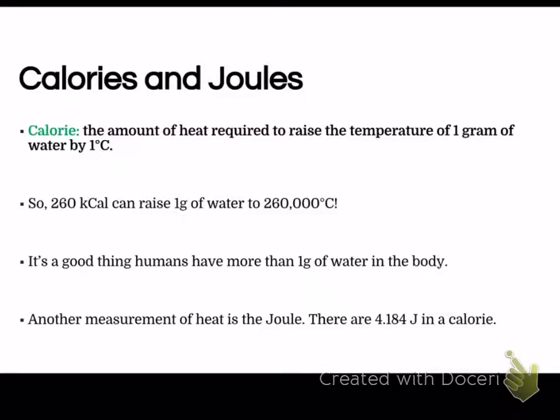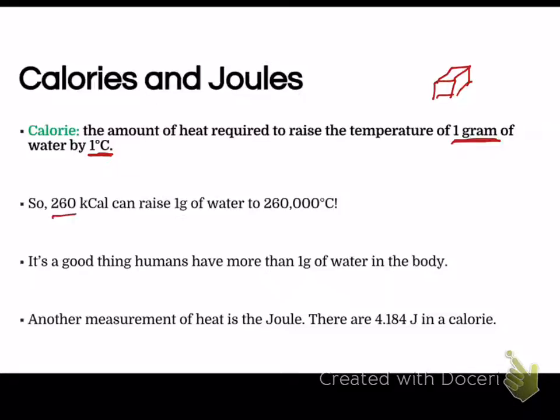So here we have a definition for what a calorie is. A calorie is a scientific unit that's defined as the amount of heat required to raise the temperature of 1 gram of water by 1 degree Celsius. So a gram of water is actually a very small amount of water. It's around a cube about that big. So a gram is a very small amount, and 1 degree Celsius is also pretty small.